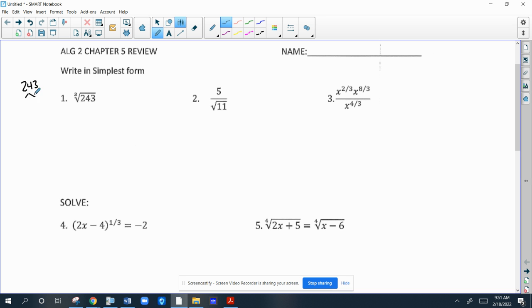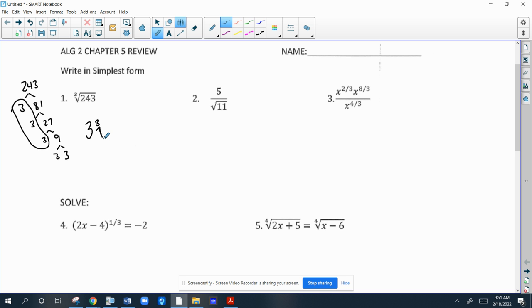So I know 3 goes into 243 81 times. 3 goes into 81 27 times. 3 goes into 27 9 times, and 3 goes into 9 3 times. So since it's a cube root, we're going to circle anything that happens 3 times. This 3. That's what goes on the outside.